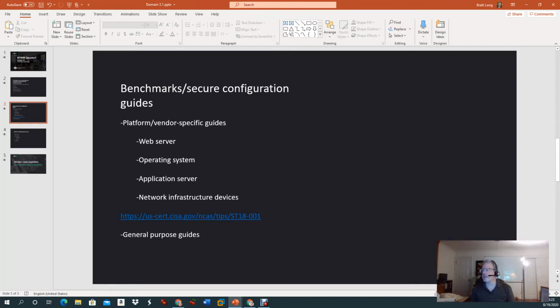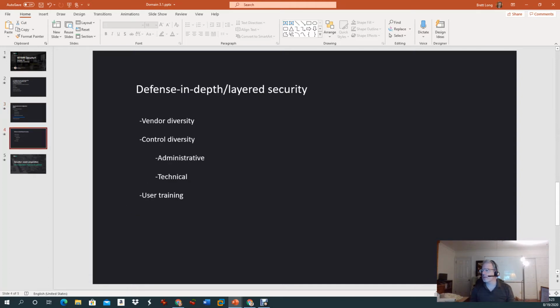General purpose guides as opposed to platform specific. All right, defense in depth, layered security. So vendor diversity. The idea is if you've got a network and you buy a device from one vendor and another device from another vendor, it's harder for the bad guys to hack in. So if you use all Cisco devices, every device you have that pertains to that area is Cisco, the bad guys just need to know how to hack Cisco. But if you have some Juniper devices and other vendors, if you change that up, it just increases the barrier.